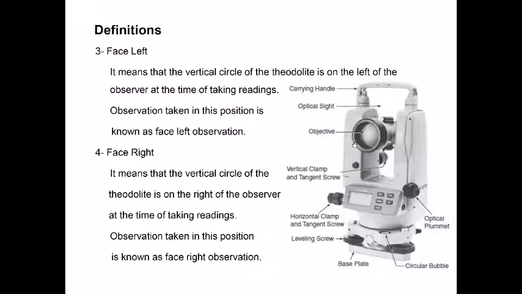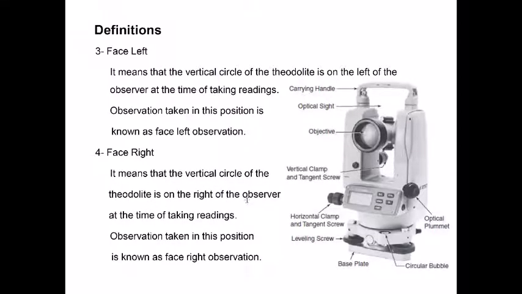So usually you have a circular scale built on one side, or you have a reference point. Let's say in our case the vertical circle is on this side. When the observer is standing over here and looking in this direction, and the telescope objective is over here and the eyepiece is on the other end, the vertical circle is at your right.